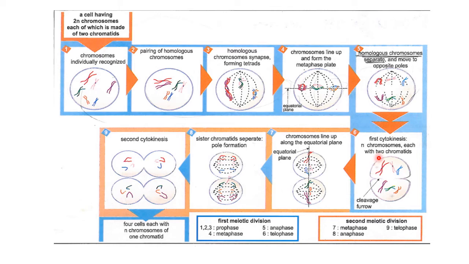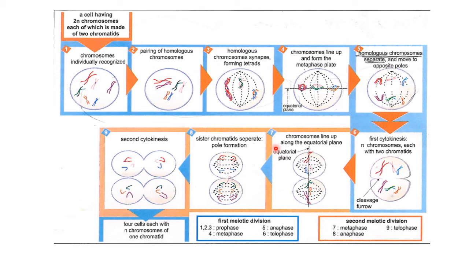Telophase 1, first cytokinesis or first division of the cell, we have a constriction or cleavage furrow. We have 2 sets of chromosomes, 2 daughter cells, each having n chromosomes with 2 chromatids. It means I start with 6 and now 3 by 3. Each cell has 3, half the number of chromosomes.